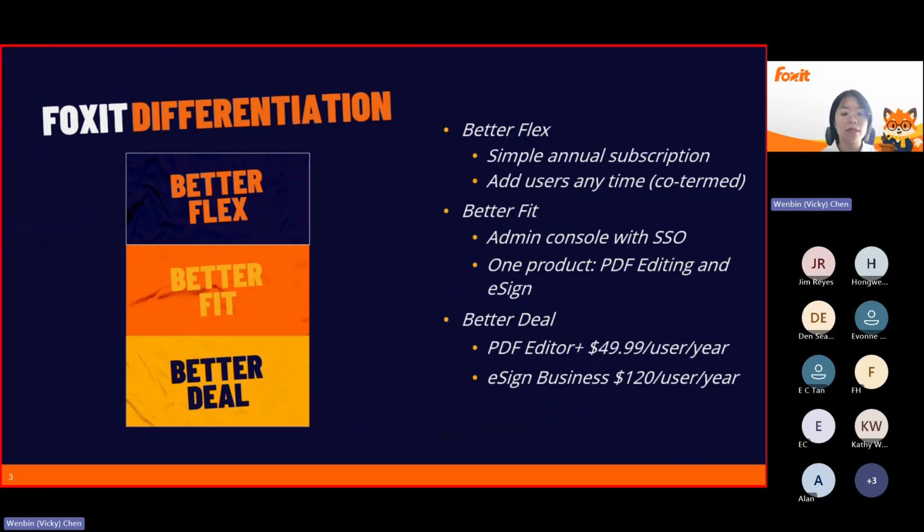And then finally, it's a great deal. It's just $49.99 US per user per year for PDF Editor Plus, and $120 for the e-sign business service per user per year too, with no price increase in the second year and no hidden costs. This is a deal you can count on. It's simple, transparent, and budget friendly. So that makes it very competitive in the market and a ton of technology, considering we are not just giving you the PDF editor, we are also giving a full digital signature solution.